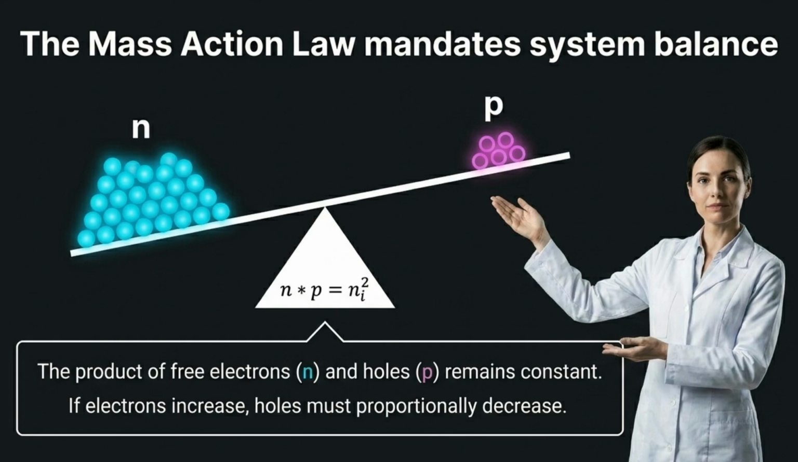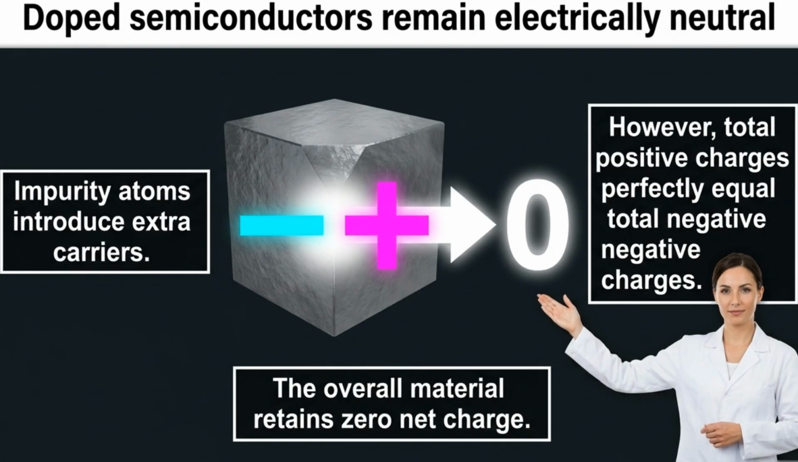The mass action law mandates system balance. The product of free electrons N and holes P remains constant. If electrons increase, holes must proportionally decrease. Doped semiconductors remain electrically neutral. Impurity atoms introduce extra carriers, but total positive and negative charges perfectly equal each other, retaining a zero net charge.